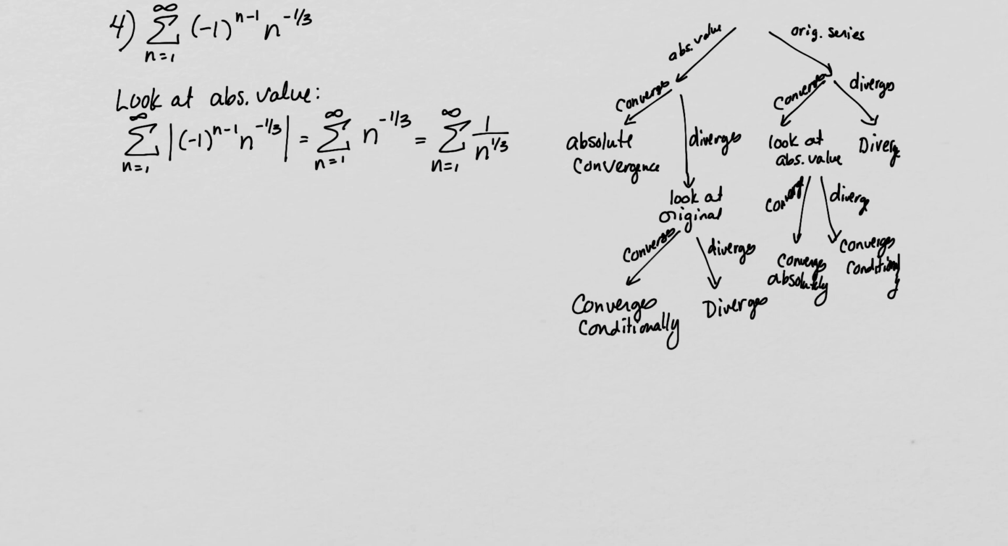And so that's just a p series. p in this case is 1/3. 1/3 is less than 1, so what does it do? Yeah, it diverges. So basically we've gone down this track: we tried the absolute value, and we found that the absolute value diverges. So now we have to look at the original series, so we're going to go back and look at the original.